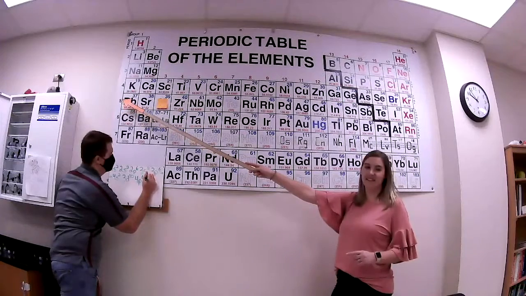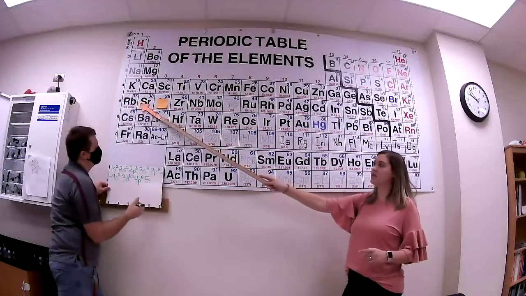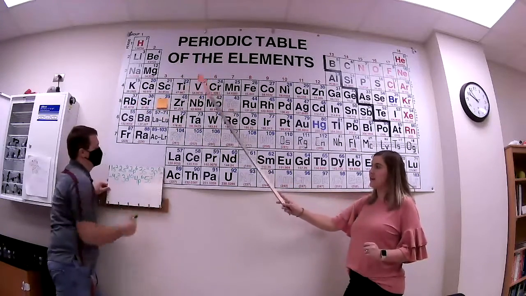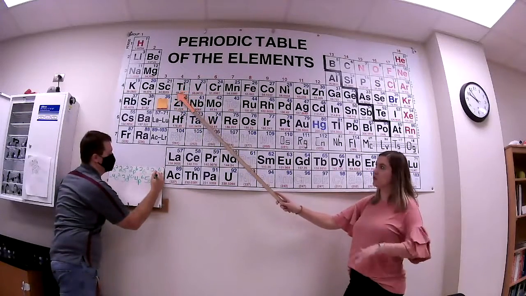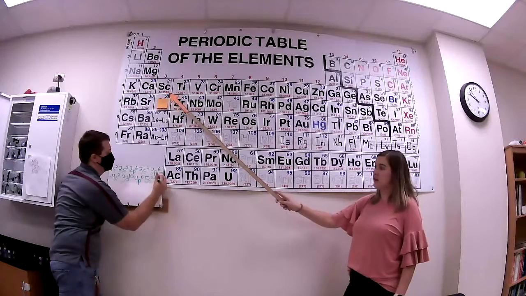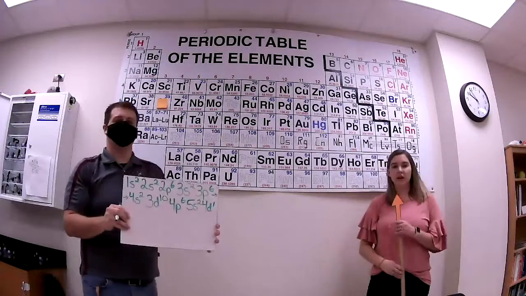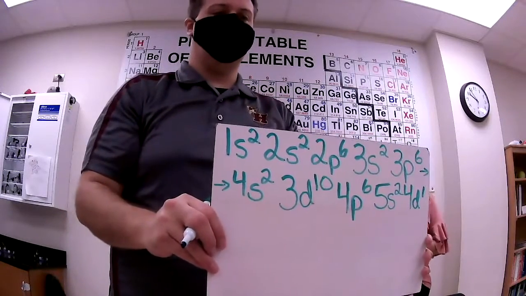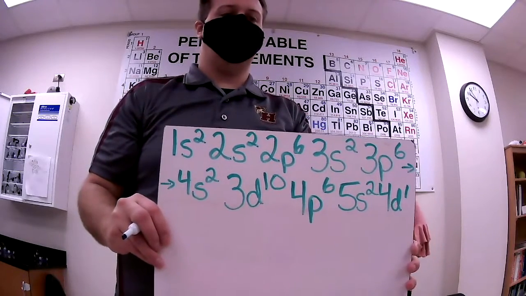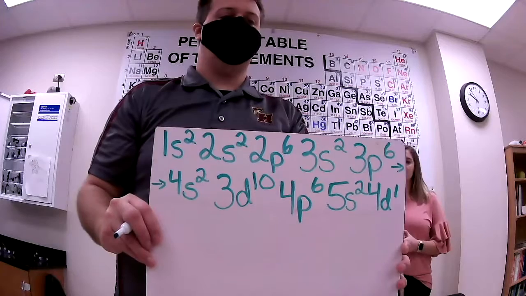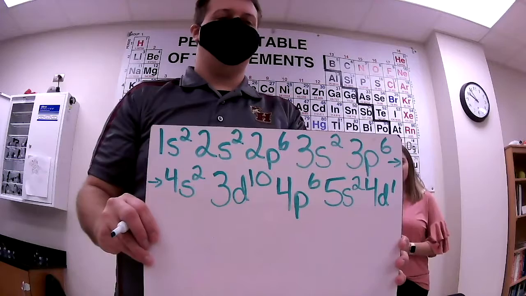5th row, s orbital, crossing 1, 2 boxes. And then last but certainly not least, we're in our d orbital. D orbital is always 1 below, so 4d. And we just cross 1 box, so 4d1. So that leaves us with our final electron configuration of 1s2, 2s2, 2p6, 3s2, 3p6, 4s2, 3d10, 4p6, 5s2, 4d1.